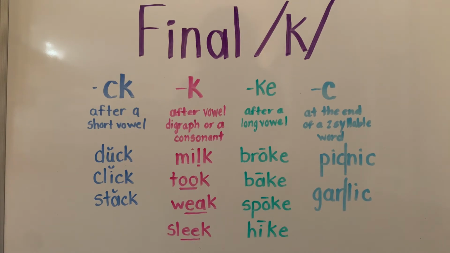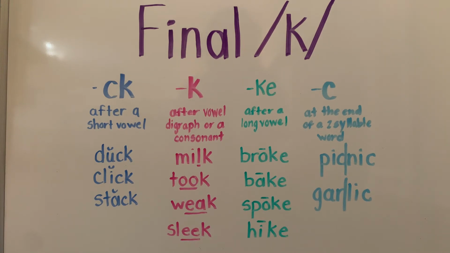So the final K spelling rules are, the first one is the word ends in a CK digraph, making the K sound, if the K sound on the end is after a short vowel. So I put a couple examples here: duck, click, and stack. All 3 of those words definitely end with the K sound, and they all come after a short vowel sound. So I know it's going to be the CK digraph.